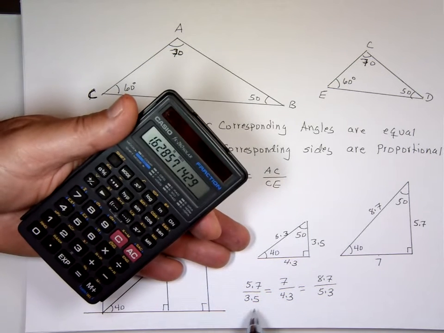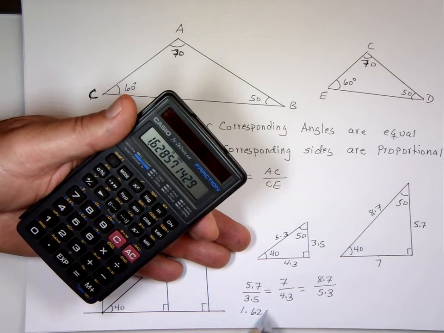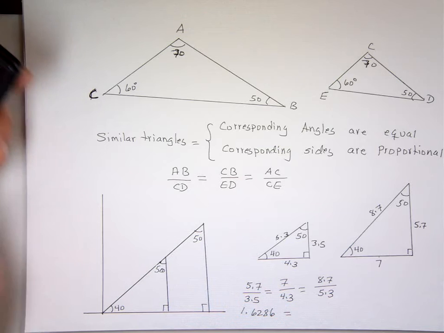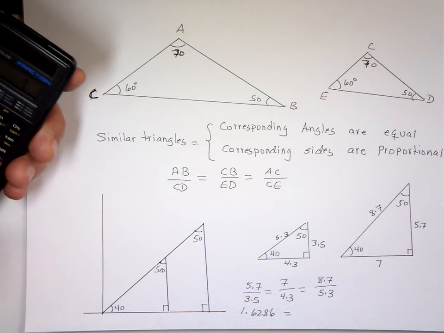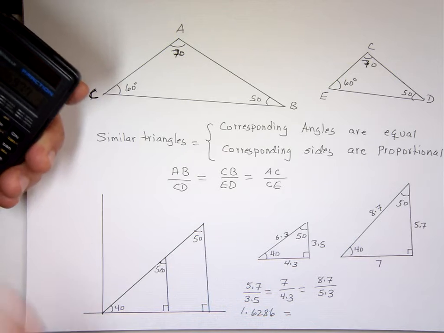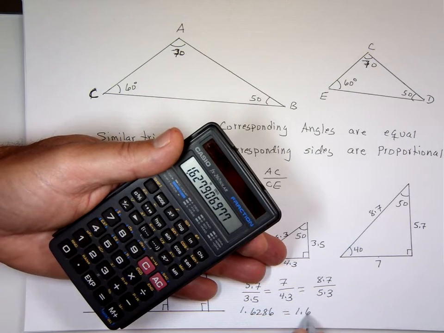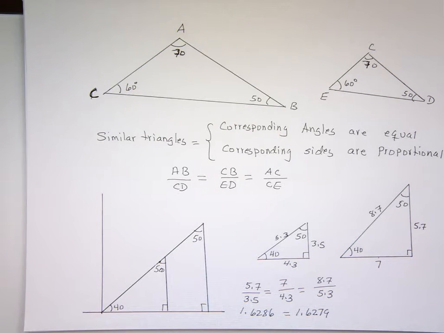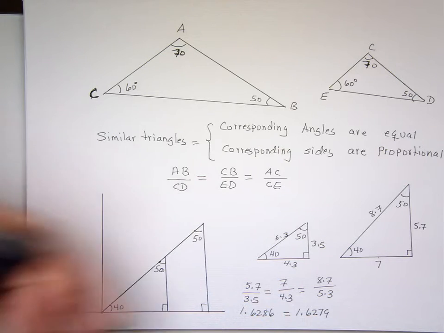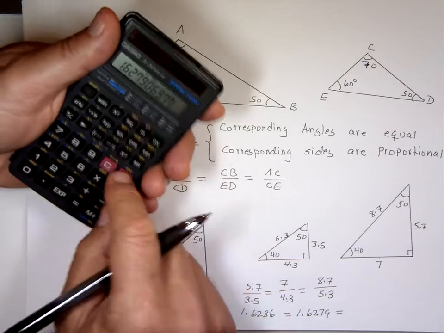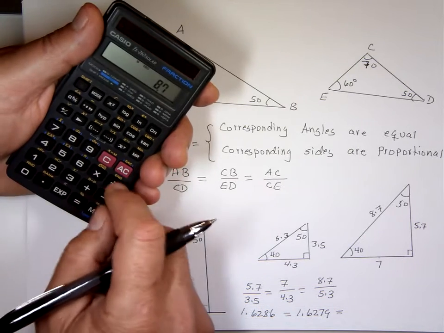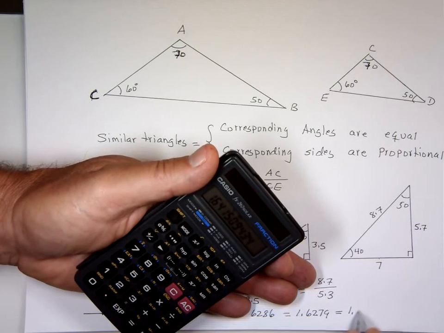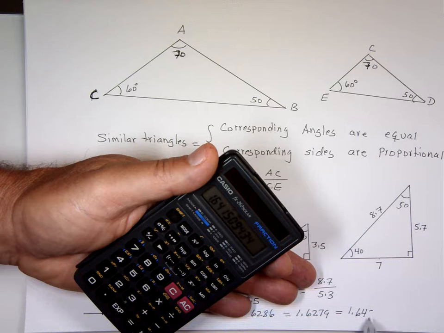This side is 1.6286 roughly. What's the other side? 7 divided by 4.3: 1.6279. And the other side, 8.7 divided by 5.3, 1.642 or 15.